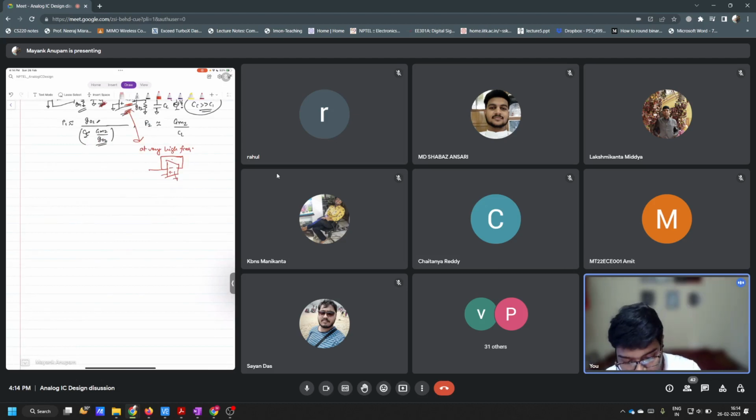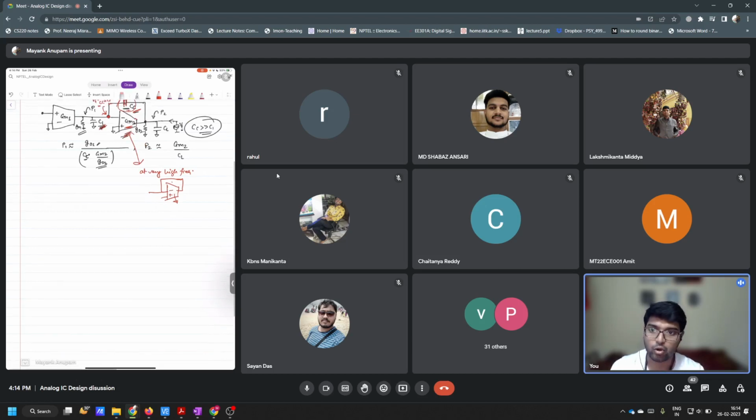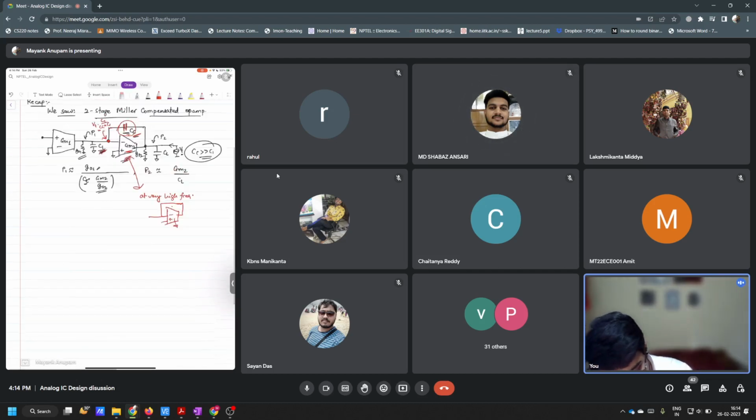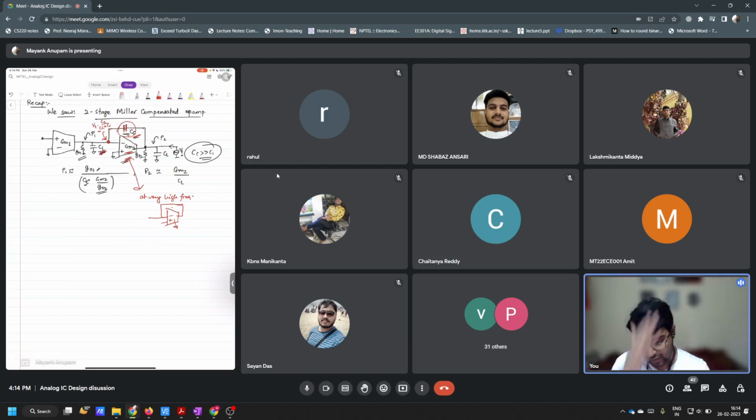And the usefulness of this diode connected transconductor is what? It provides very low impedance. So am I making sense? Everyone is following me? So that was the whole purpose. So CC has to be much larger compared to C1 to make sure that this GM2 maintains its usefulness.